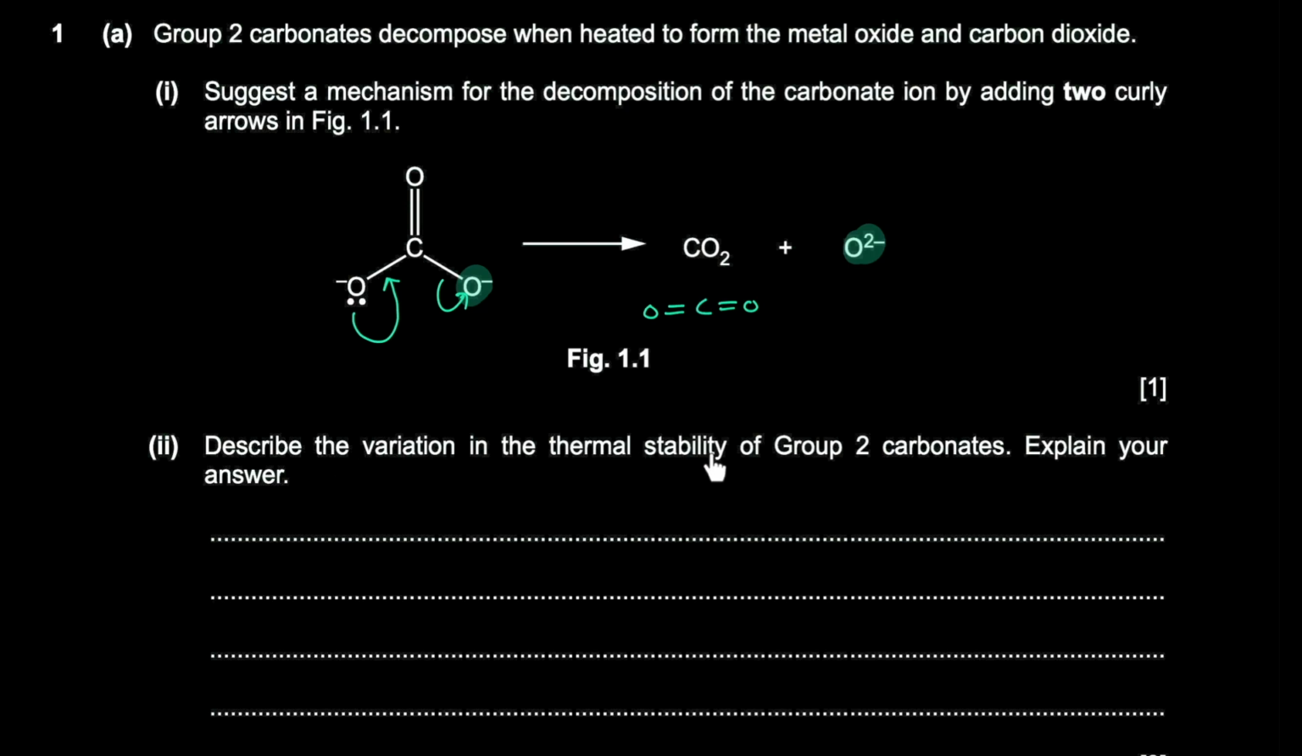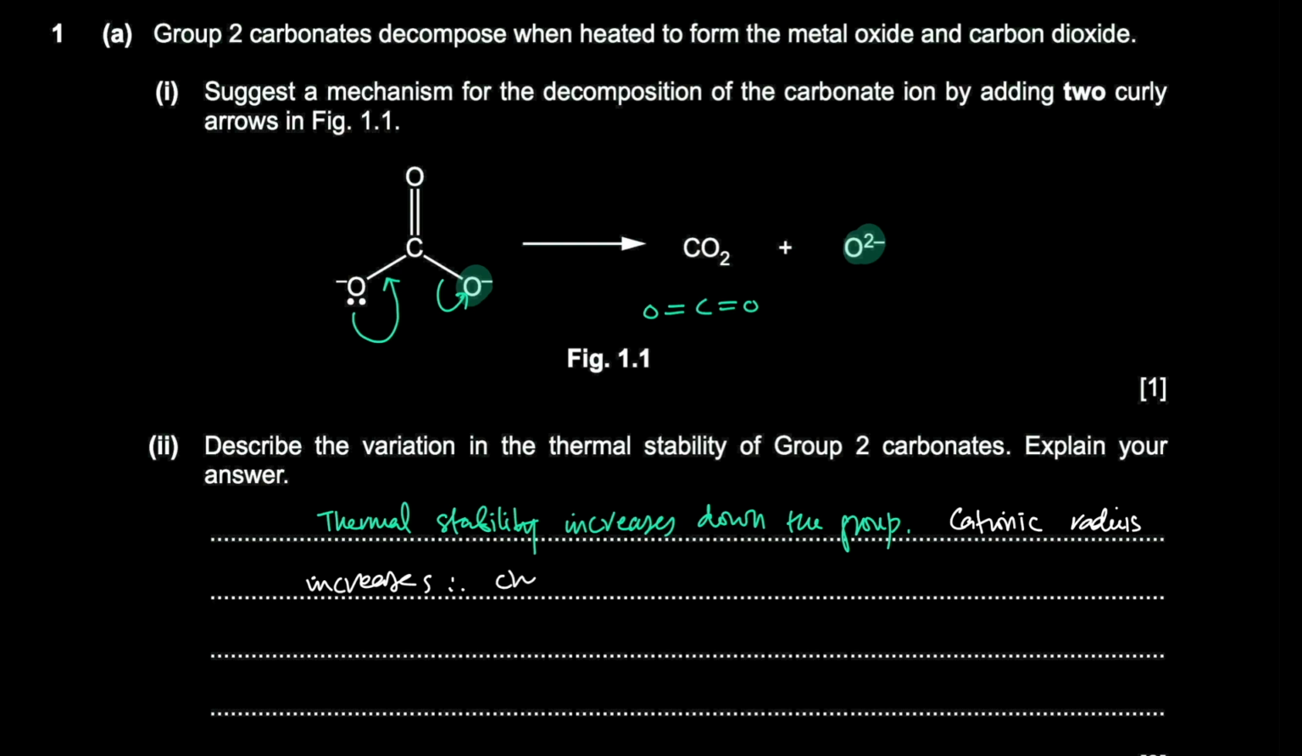Describe the variation in thermal stability of group 2 carbonates. Explain your answer. This is a very common question, right? The thermal stability increases down the group, right? The reason why is because the cationic radius increases, or the radius of the cations increases.